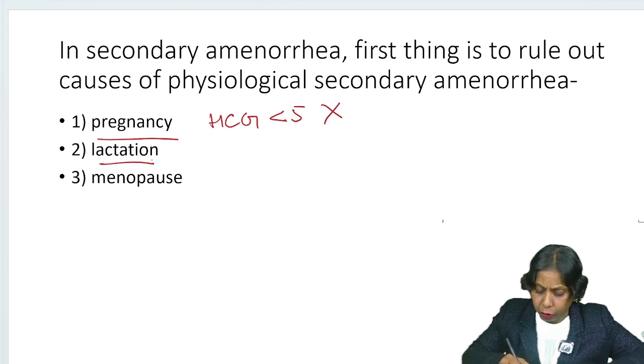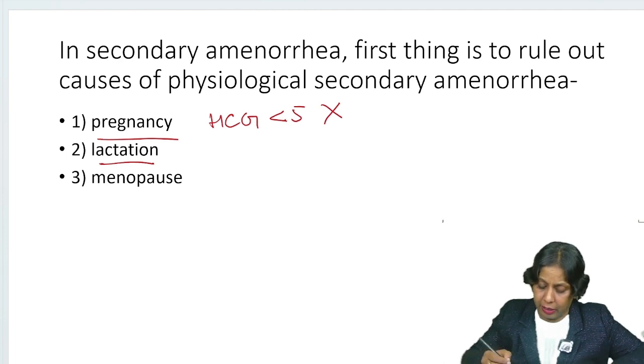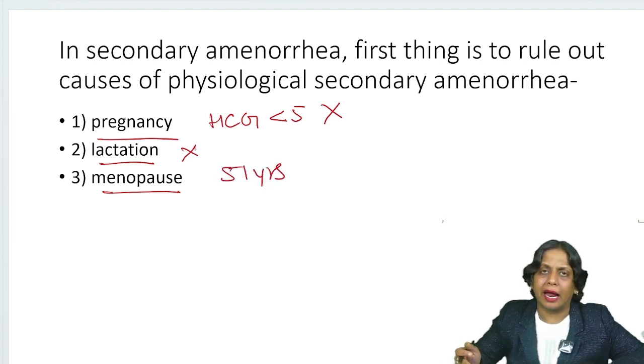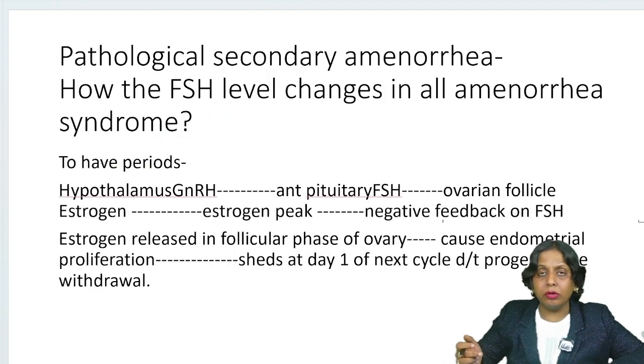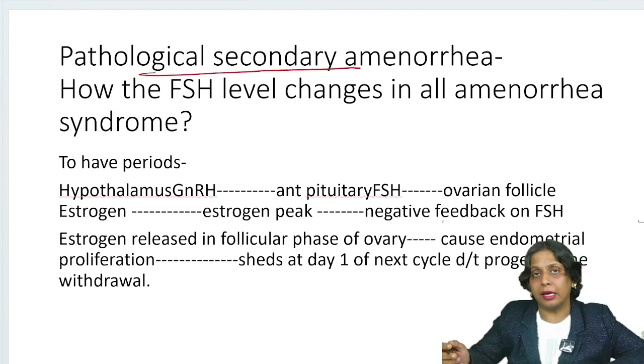Lactation. To rule out lactation, they must have given a history of recent delivery. Since they have not given that, the cause of secondary amenorrhea is not lactation. Number 3, menopause. Menopause is ruled out by age. The patient's age would be around 51 years. Since that is not the case, it is not a case of menopause also, right? Now, after ruling out the physiological causes, we will come to pathological secondary amenorrhea.